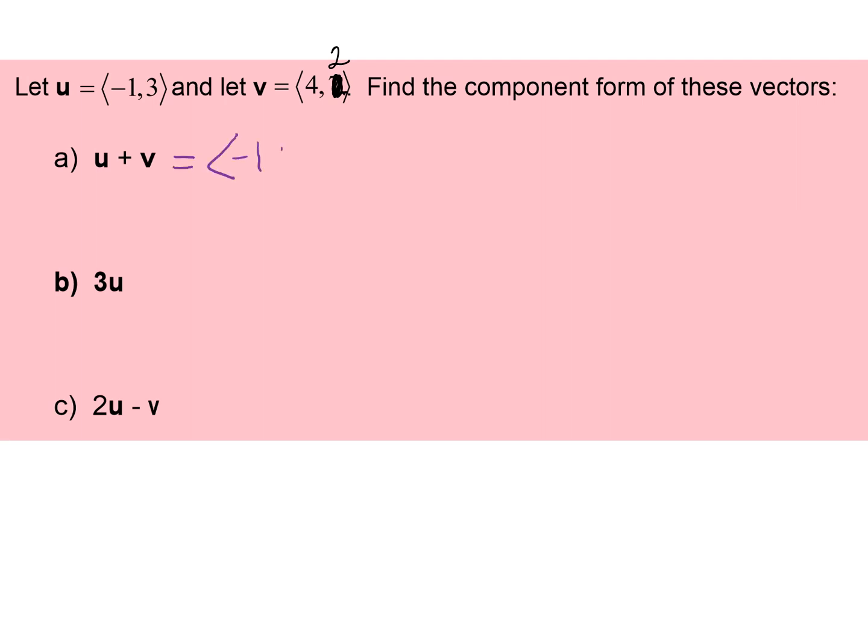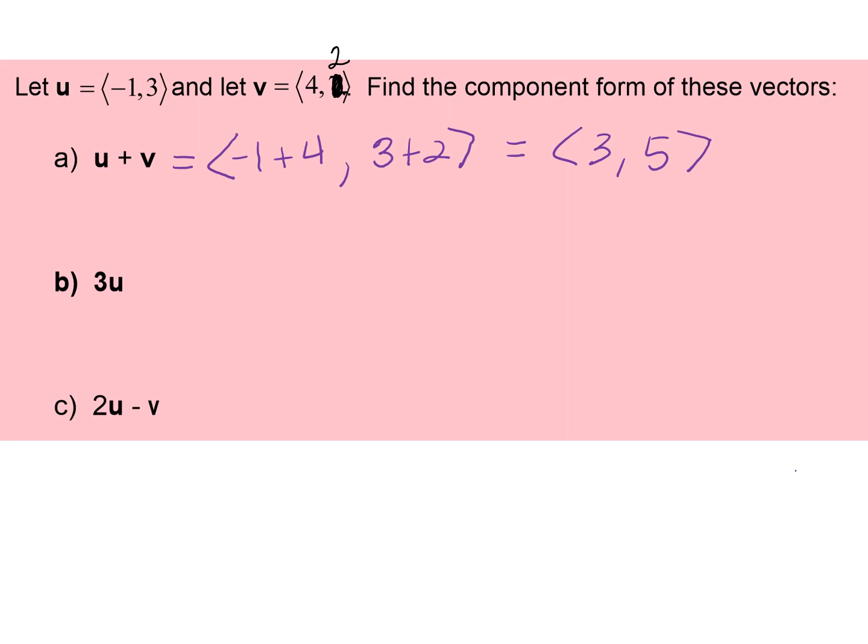I'm going to have -1 plus 4, because those are my horizontal components, and then 3 plus 2, which would be my vertical components. So I'm showing my work here on this first one. So -1 plus 4 is 3, and 3 plus 2 is 5. And if I make a mistake, sorry, I don't have you guys in front of me to correct me. Feel free to email me.